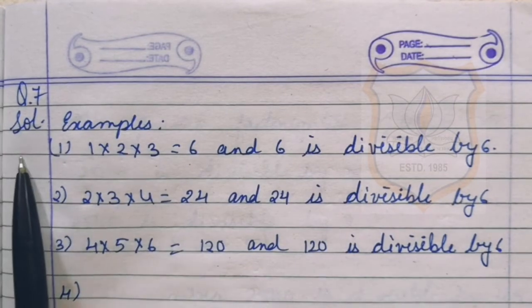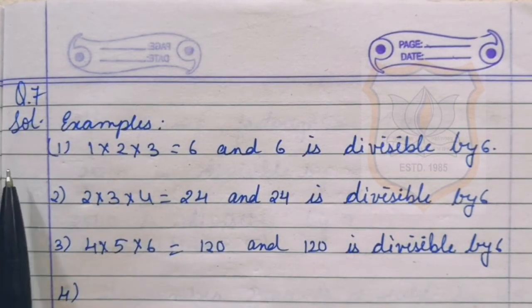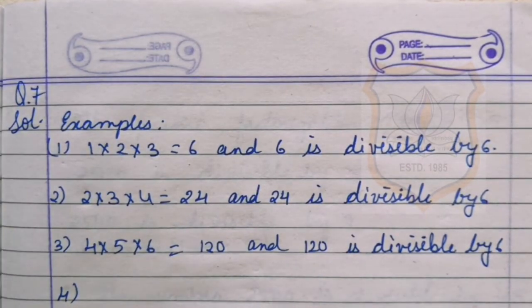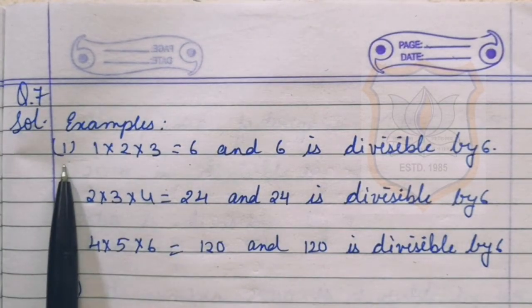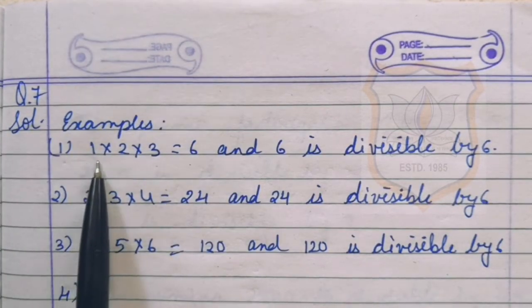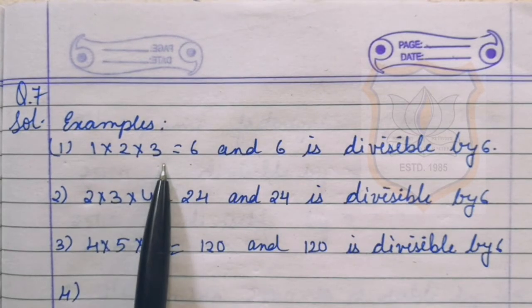Solution for sum number 7. Here we have to multiply three consecutive numbers and to see whether the number is divisible by 6 or not. We have to take few examples. For example, here we have taken 1, 2, 3 as consecutive numbers.